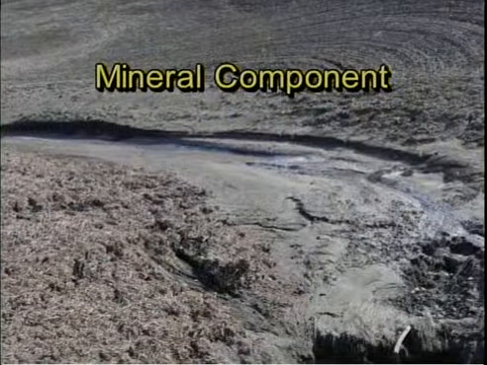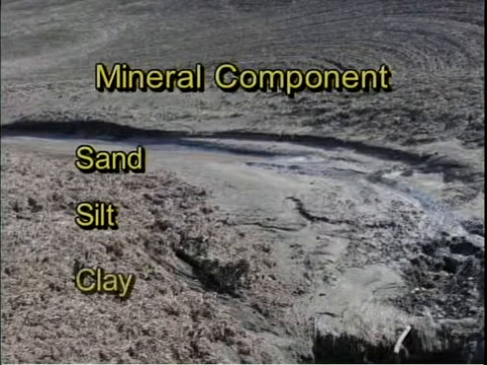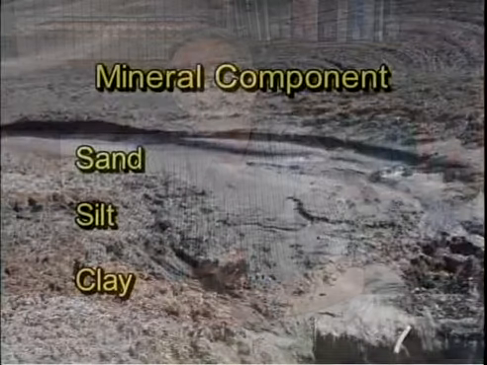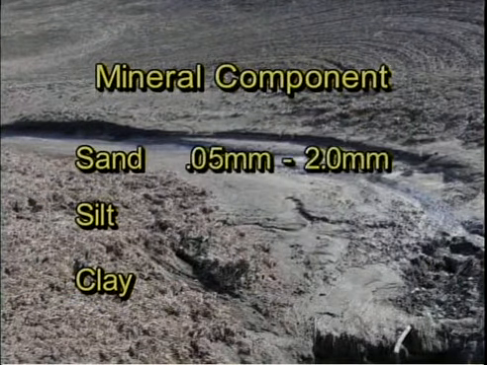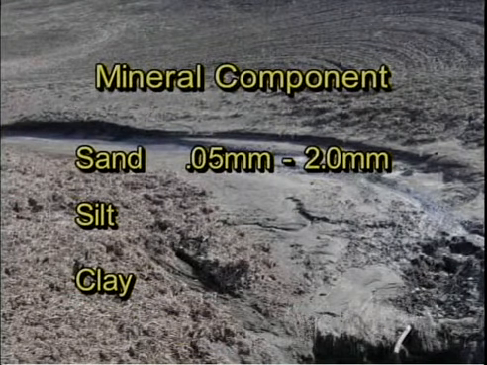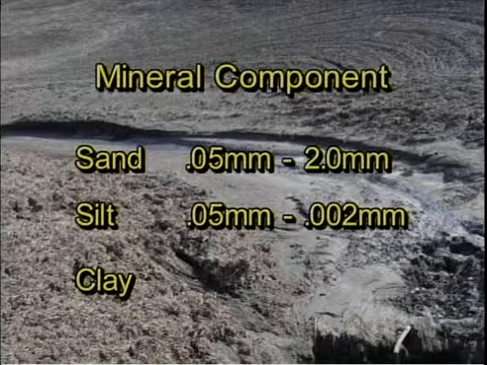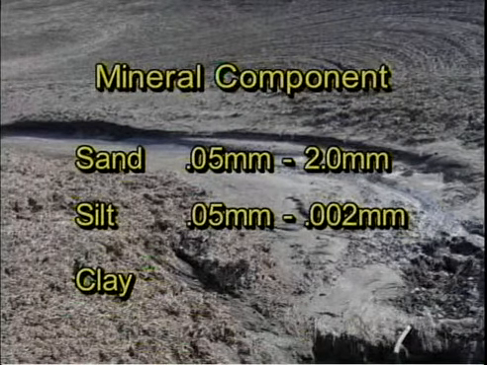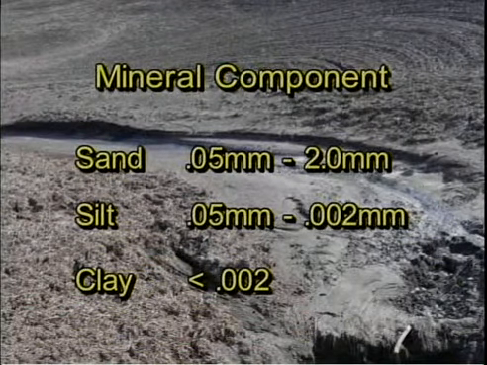Now that mineral component is going to consist of the sand, the silt, and the clay-sized particles. These are often referred to as soil separates, and they're defined by the effective diameters of their particles. Generally speaking, sand is considered to be from 0.05 millimeters up through 2.0. The silt would be from 0.05 down to 0.002, and then the clay-sized particles would be anything with an effective diameter of less than 0.002 millimeters. Now, those are very, very small particles.